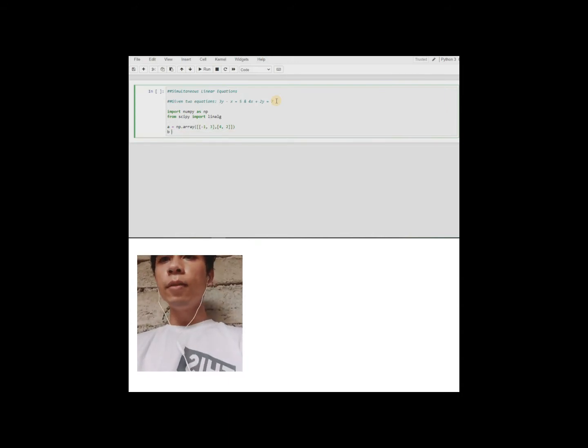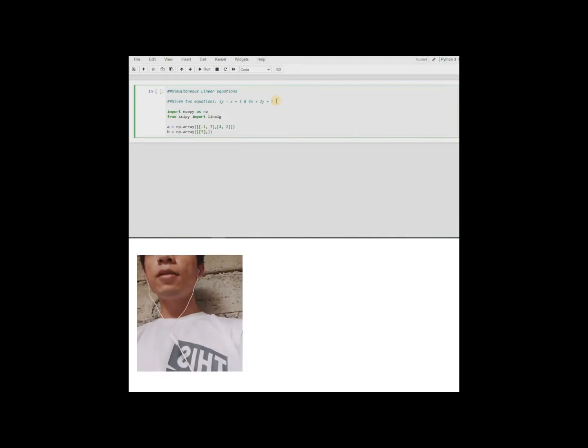So, next naman po is b. Mali. So, b is equals to np.array. Yan naman po yung mga constants po na nasa labas. So, yan po yung 5 and 7.